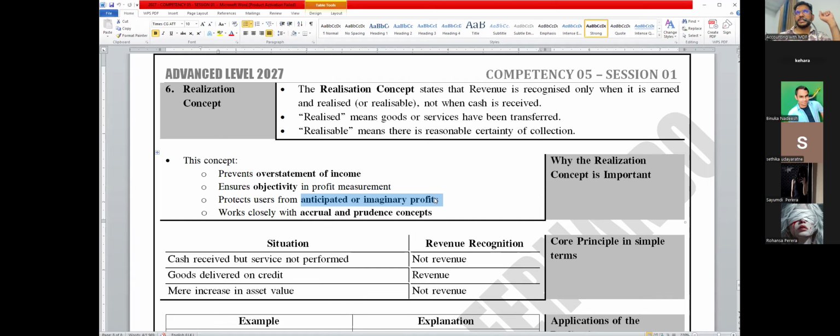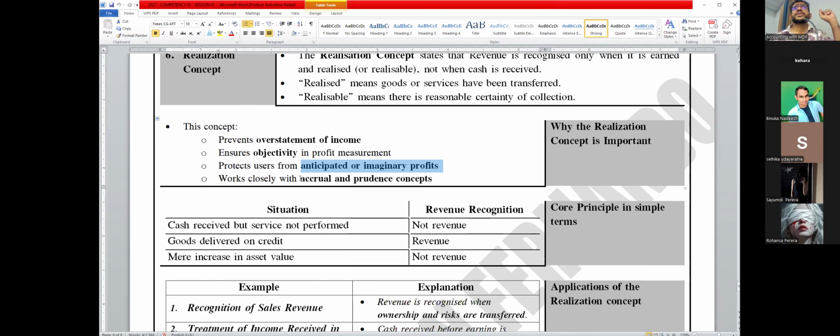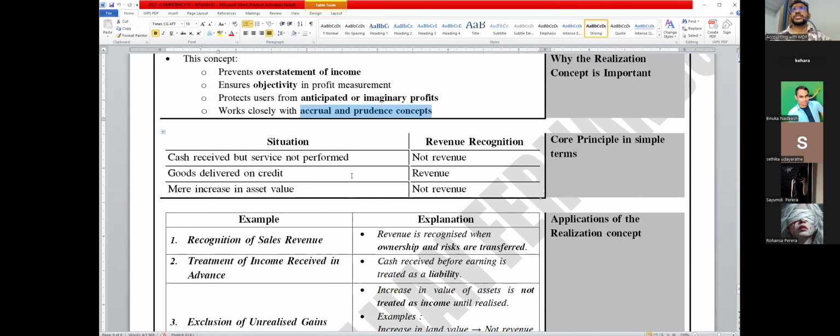Understood? The next is this concept works closely with the accrual and prudence concepts. Core principle. Situation: cash received but service not performed. It is not revenue. I repeat, cash received but you have not provided the service yet. Remember, it is not a revenue of your business. It's a liability.